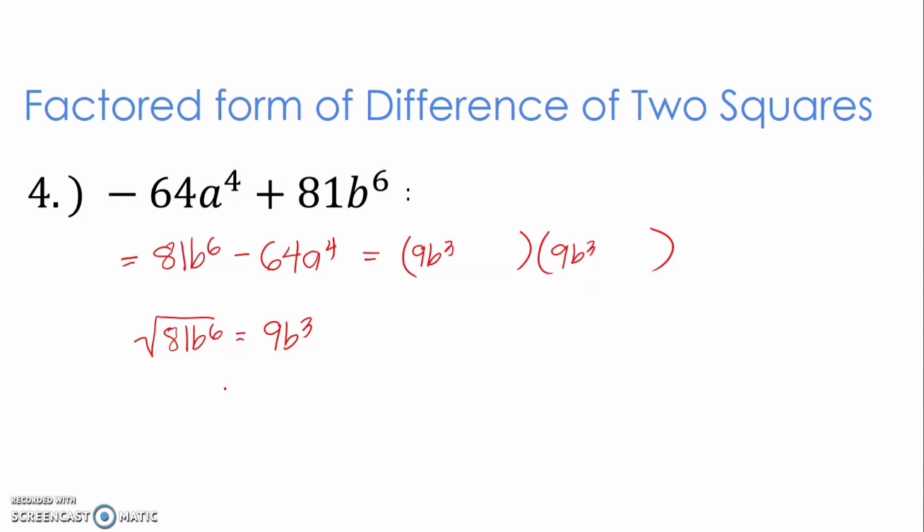Next step is to get the square root of the second term, which is 64a raised to 4. So the answer is 8a squared. Then write the result on the right side of each quantity. So we have 8a squared and 8a squared. So last step is to follow the operations pattern. So we have addition and subtraction.